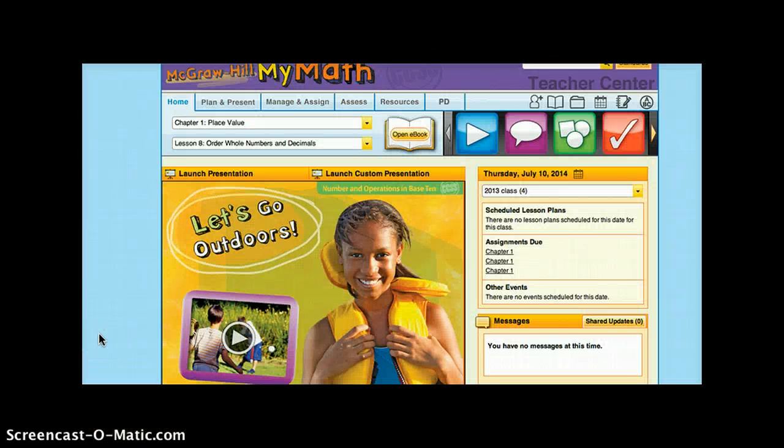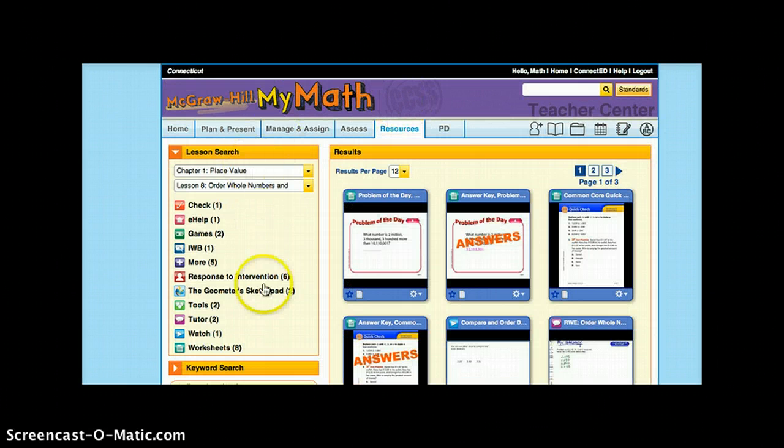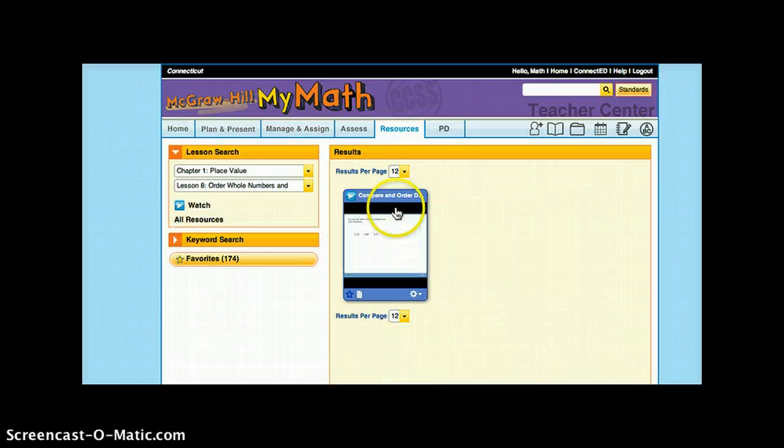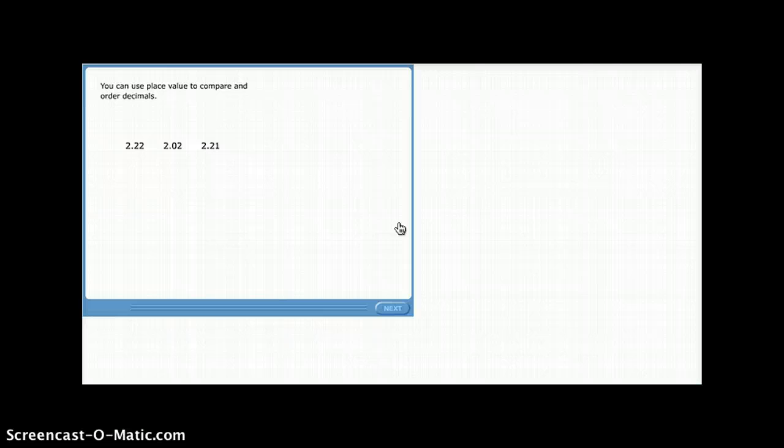Okay, now I want to show you a resource that can really help you practice this skill. So if you go to your MyMath website, make sure you're under Chapter 1, Lesson 8, and you can click on Resources. And if you look under Watch, there is a little interactive guide that can help you compare these. You can just go through and practice comparing different decimals and lining them up.